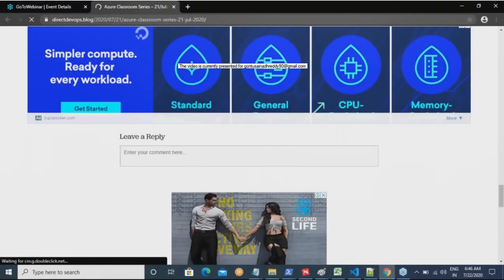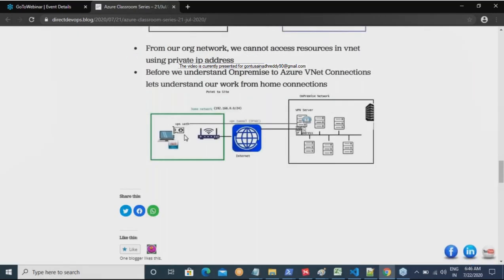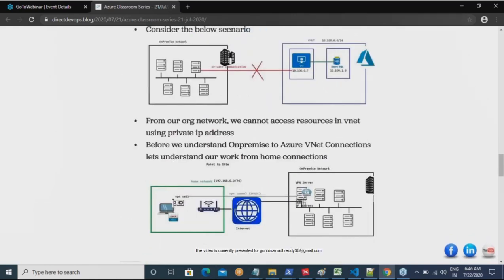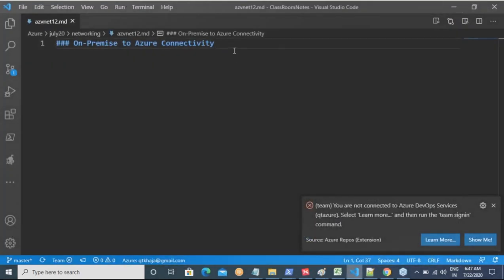In yesterday's class, at the last, I have said that, okay, basically whenever you want to consider this kind of a communication, okay, so how do we basically work it through? I want to connect my on-premise network to Azure. Then we have tried to understand work from home connections, and work from home connections are referred as point to site. Now let us see in Azure what are the different possibilities, right?